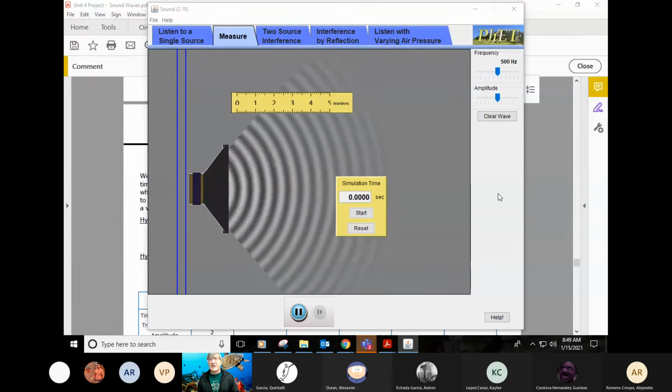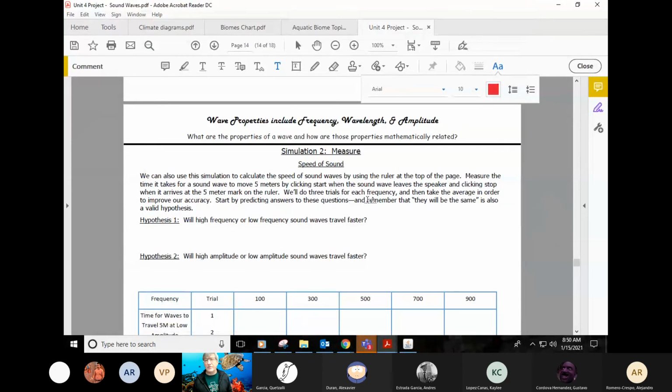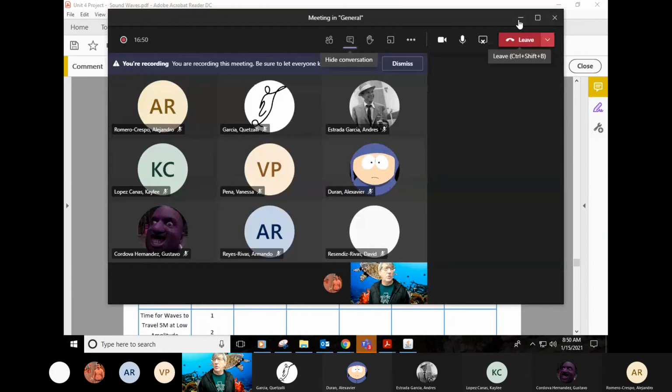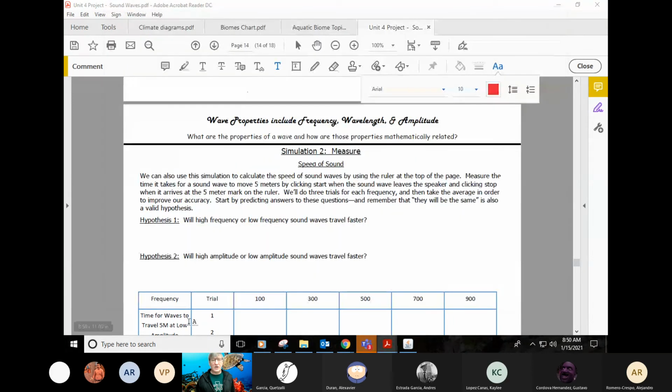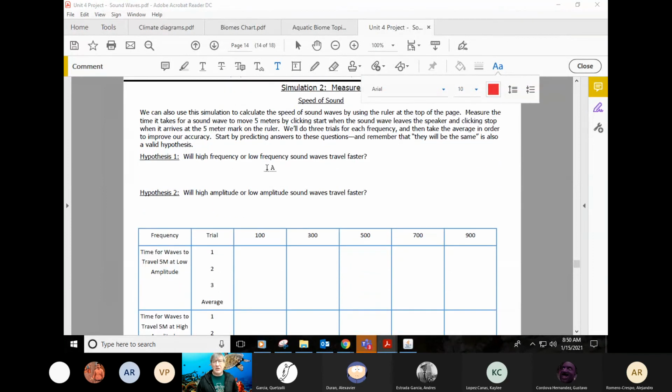And we're going to do that 3 times for each frequency and take the average just to try to improve the accuracy. That's what it says in this sentence. Now, of course, before doing any good experiment, we should make a prediction. We should make some hypotheses. So what I want you to do is start by making 2 hypotheses. What do you think? Will a high frequency or a low frequency sound wave travel faster?